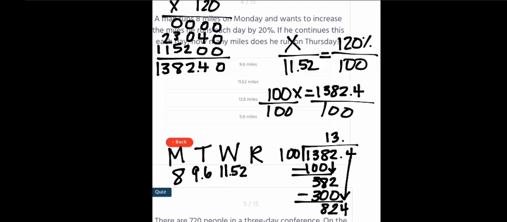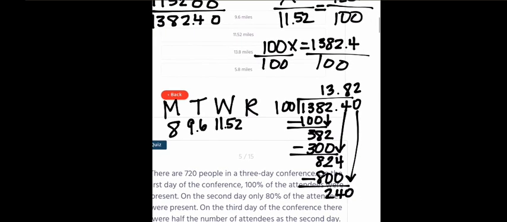100 goes into 824 8 times. So 100 times 8 is 800. Bring down my 0. 100 goes into 242 times. Let me move this and make space for myself. 100 times 2 is 200. Left with 40. Add another 0 so we don't have a number left over.